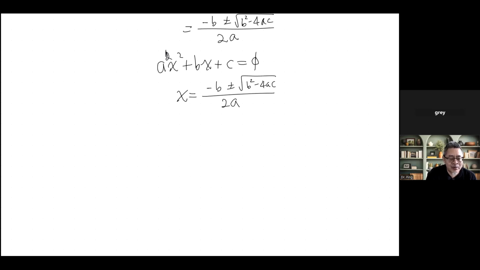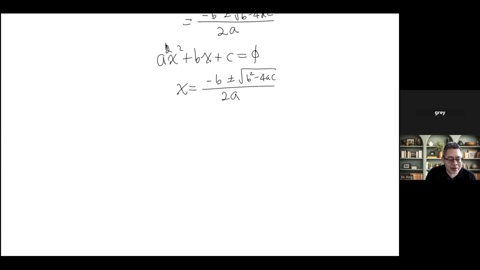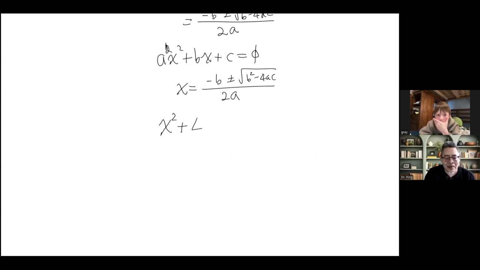Okay, just remember the one we did earlier. It says x squared plus, let's say, 4x minus 5 equal to 0. Now, in this case, our a is 1, which is simple. Then b is 4, and c is negative 5. So we can plug it in.